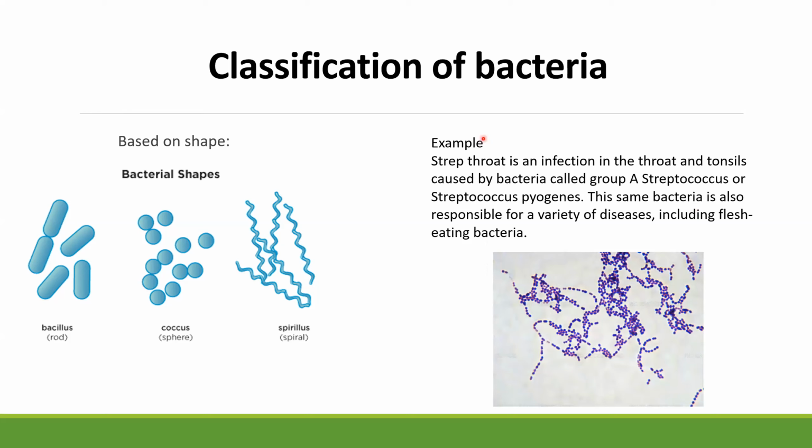Okay, so another example of a bacteria will be strep throat, which is an infection in the throat and tonsils caused by the bacteria called group A Streptococcus or Streptococcus pyogenes. So this same bacteria is also responsible for a variety of diseases. Depending on if it gets into the blood and it becomes systemic, it can lead to flesh-eating bacteria. If you look at these images, you will see that these have circle-like shapes. They're also purple, so they are gram-positive bacteria because they stain purple.